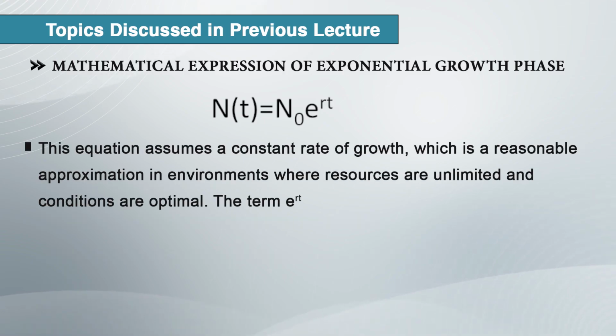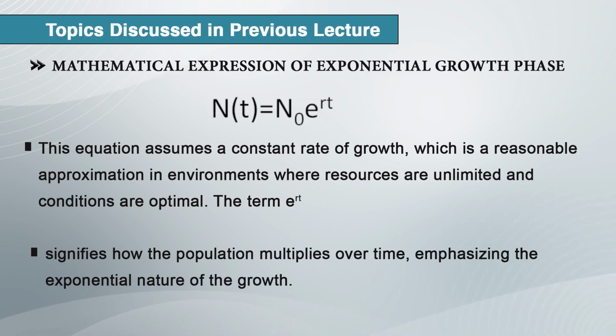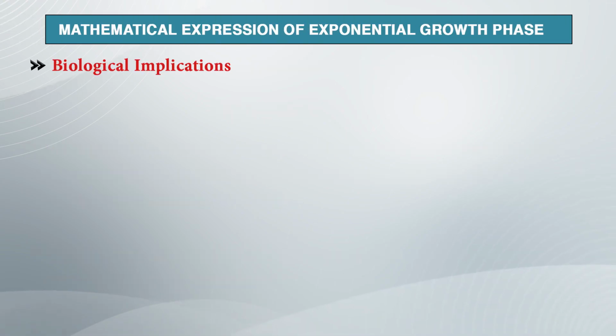So, the equation assumes a constant growth rate, which is a reasonable approximation in an environment where resources are unlimited and conditions are optimal. The term e to the power r t signifies how the population multiplies over time, emphasizing the exponential nature of the growth. Now, let us discuss what are the biological implications of the mathematical expression of exponential growth phase.